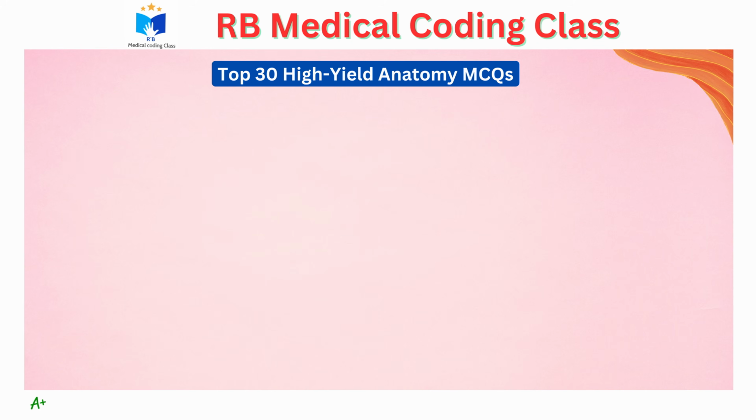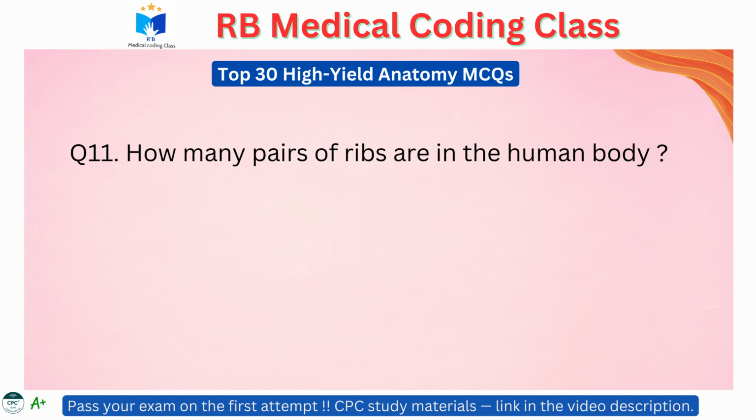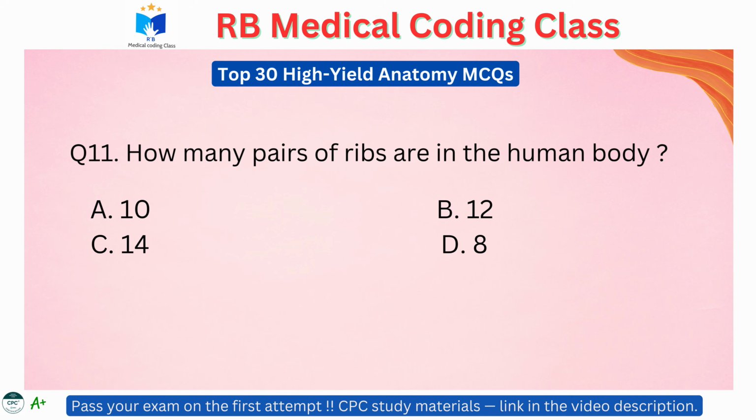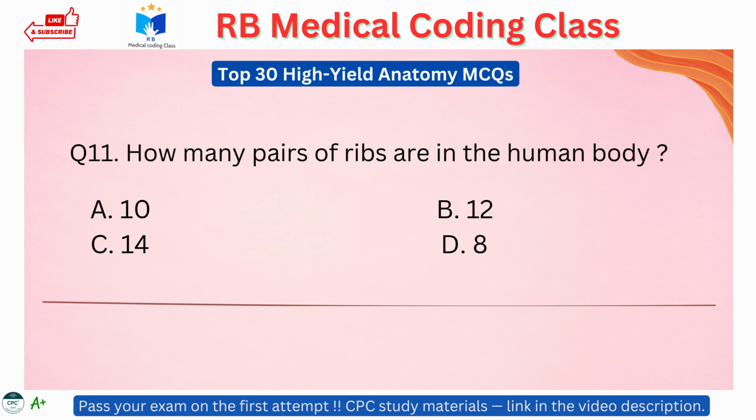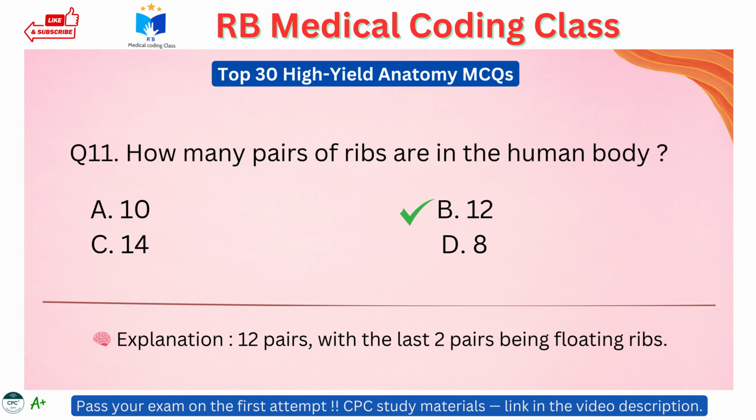Question 11. How many pairs of ribs are in the human body? A. 10. B. 12. C. 14. D. 8. Answer. B. 12. Explanation. 12 pairs, with the last 2 pairs being floating ribs.